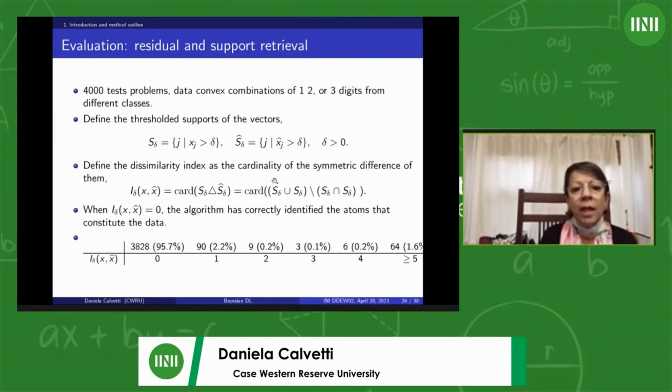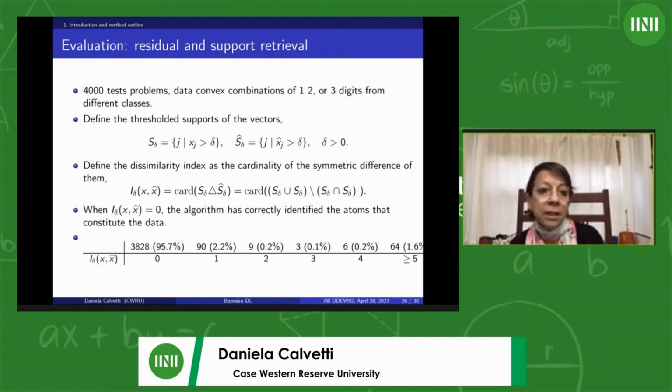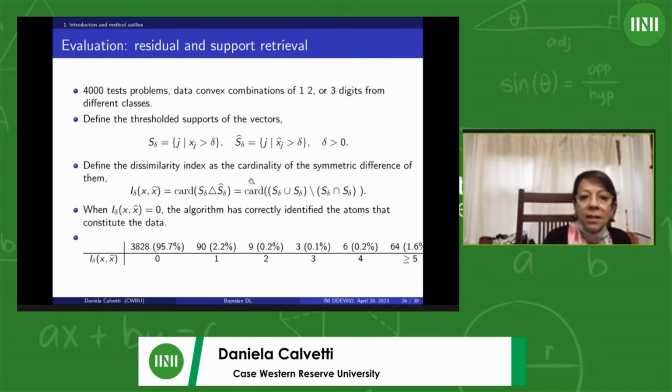And this is small, 10 to the minus 6 and minus 7. And the way in which we decide if we've done a good job at the reconstruction is by using what is called the dissimilarity index, which is the cardinality of the symmetric difference of the support we have and that of the original. So this is how we built our test data, a controlled experiment, and this is the retrieval.